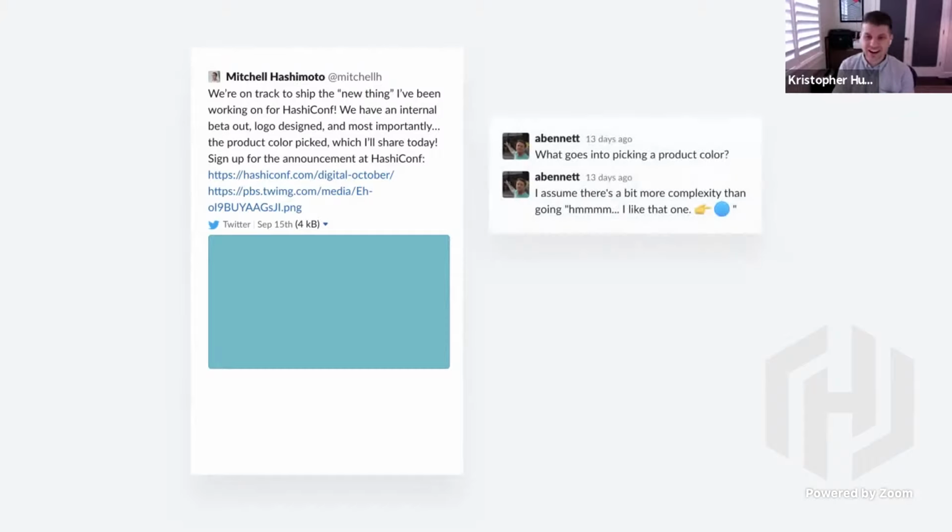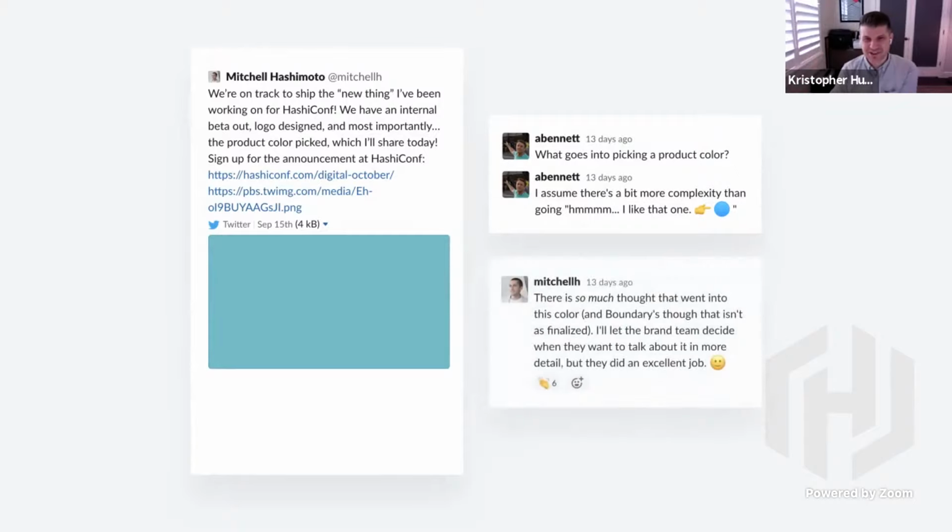Internally, we had Aaron ask, well, what goes into picking a product color? I assume it's a bit more complex than just going, I like this one. Yeah, it is. And I was glad to see that Mitchell responded saying, yes, there's actually quite a bit of thought and insight and strategy that goes into picking these colors. And that's the second part of this, I'd like to share with you what that process was like.